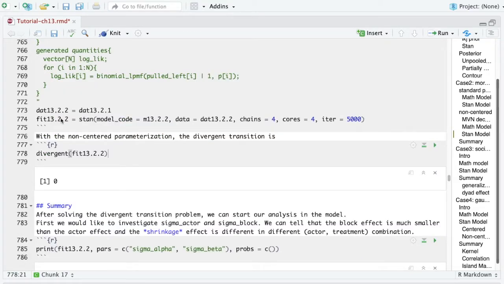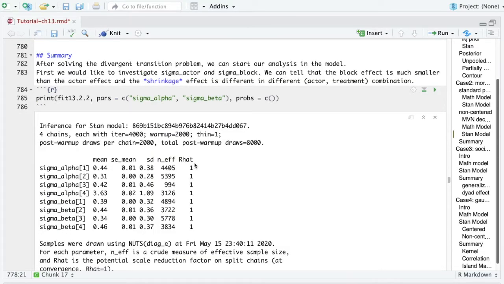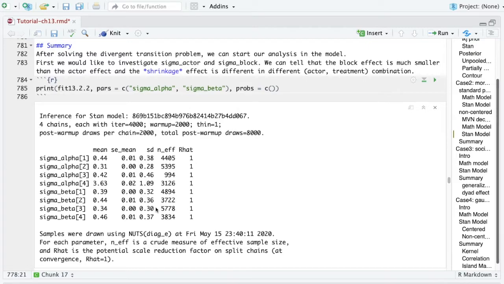After fitting the model, we can check how many divergent transitions we have. Luckily, we don't have any divergent transitions with the non-centered version of the model. After solving the divergent transition problem, we can start to analyze our model. We would like to investigate the sigma actor and sigma block parameters. We can tell that the block effect has a smaller sigma value than the actor effect, and the shrinkage effect is different for each pair of actor and treatment combinations. For example, treatment 4 has the largest variance.